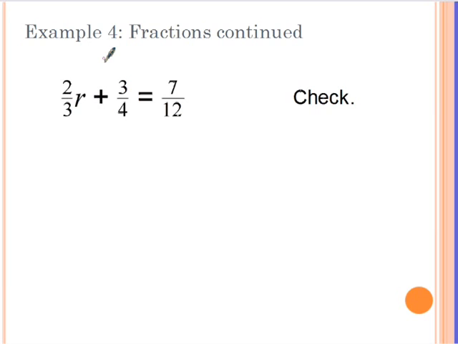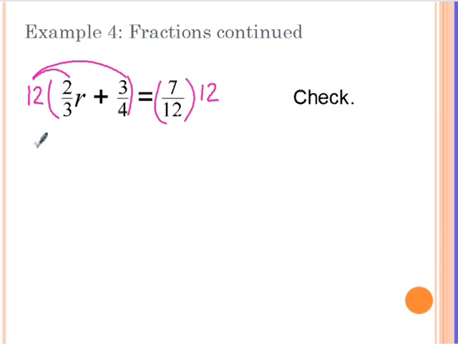So I'm looking for the least common multiple of 3, 4, and 12. And that's going to be 12. And I'm going to multiply both sides of the equation by this. Okay? Remember, whatever I do to one side of the equation, I got to do to the other side. And then I'm going to distribute it. Right? Math's getting complicated. Hang in there.